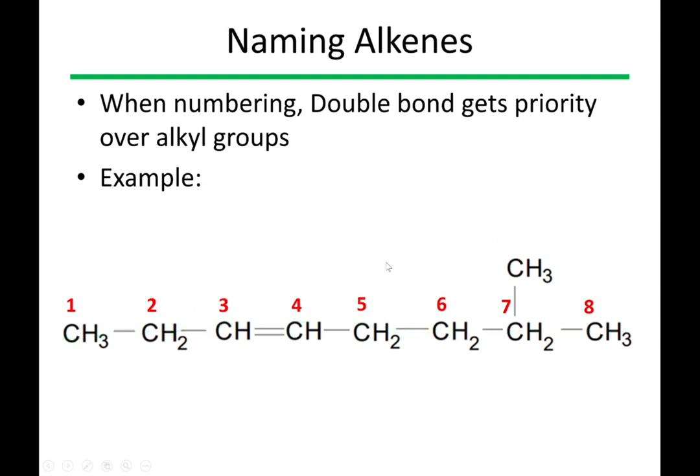So in this case, this would be a 3-octene, and then our methyl group would be at the 7 position. So this would be 7-methyl 3-octene.